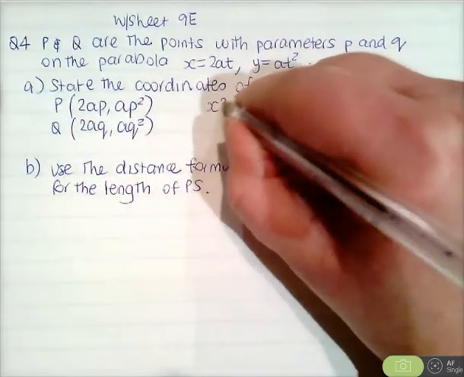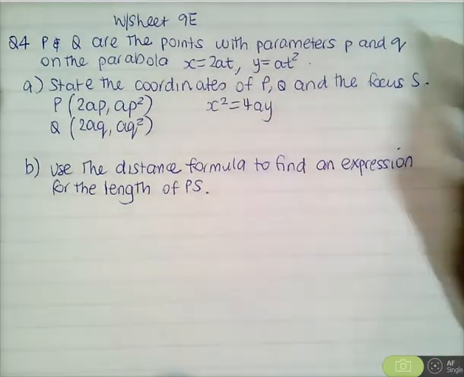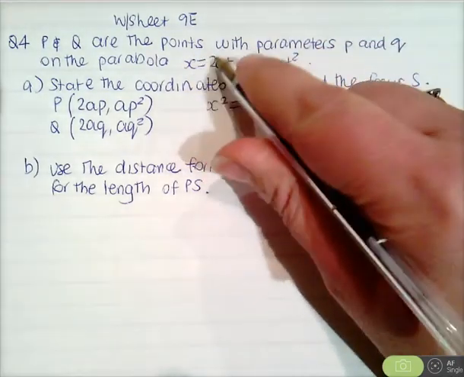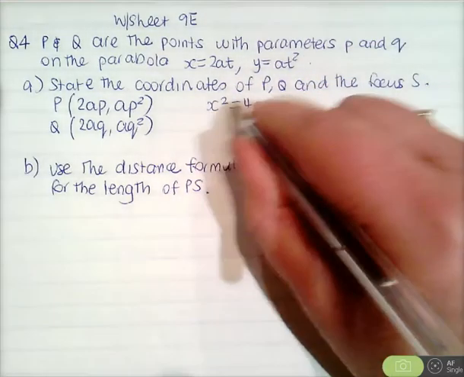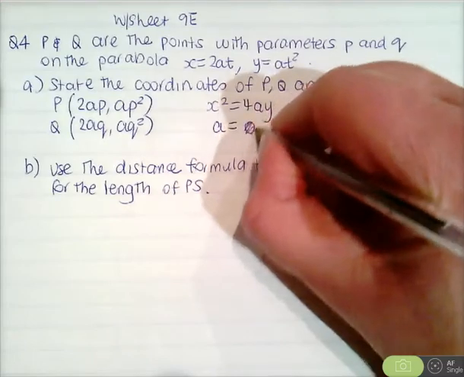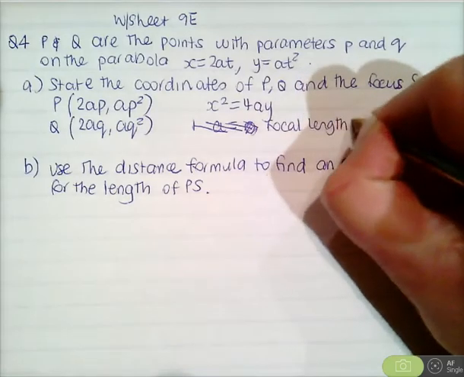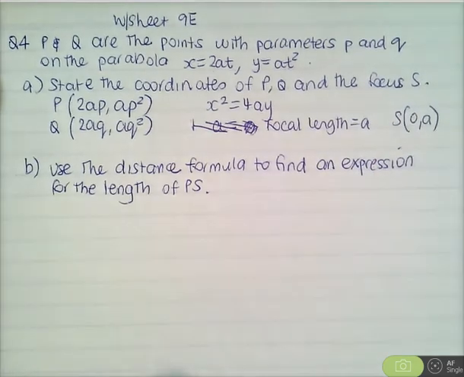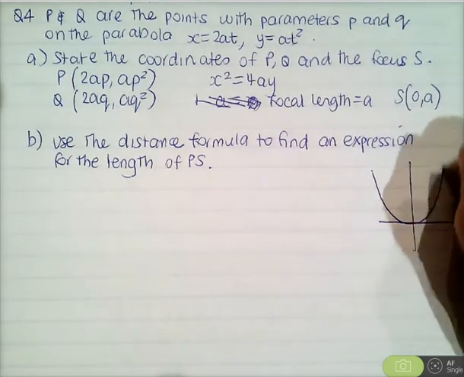We know that these are the parametric equations of the parabola x squared equals 4ay. You can do that as well by making t the subject of this formula and substituting. So you get t is x on 2a and putting it into here. We've done that a few times already, and we end up with x squared equals 4ay. We know from this that the focal length is a, and therefore the coordinates of the focus S are 0, a, because we know that this is a concave up parabola. So I'll just sketch that there.